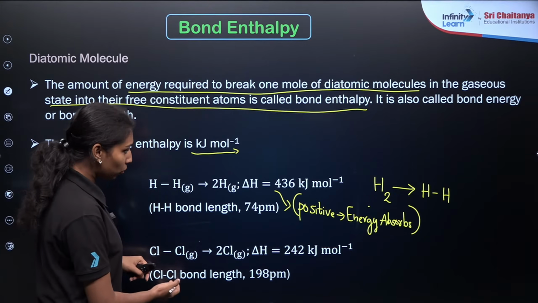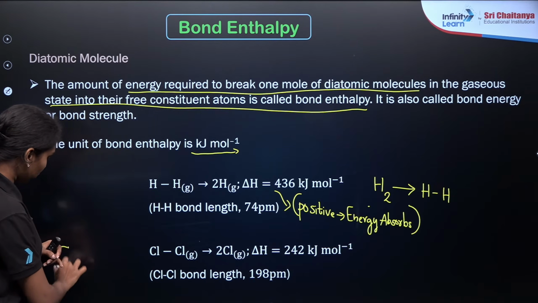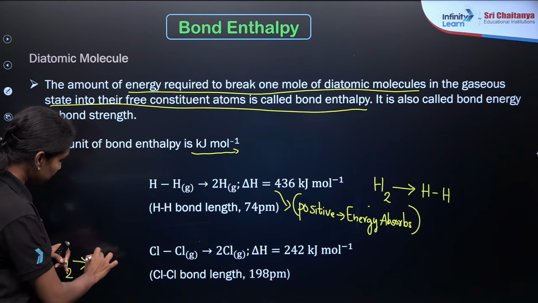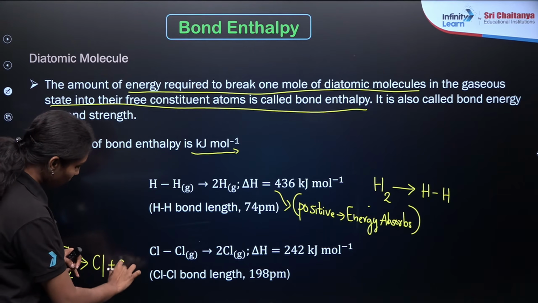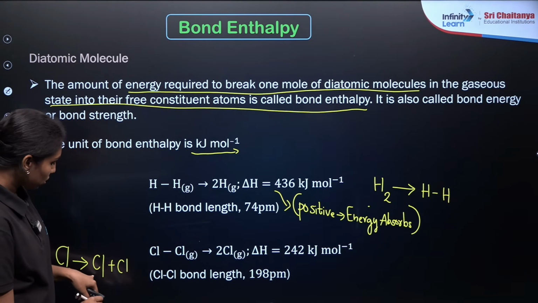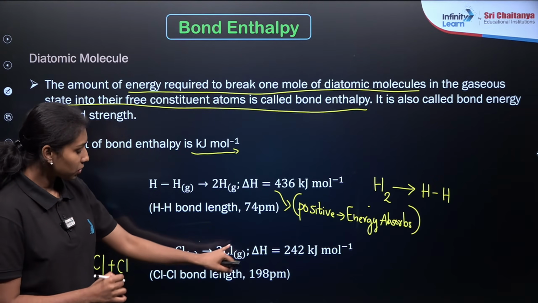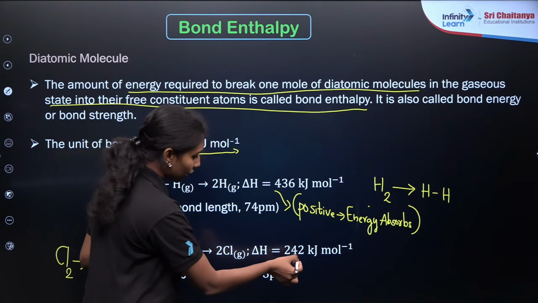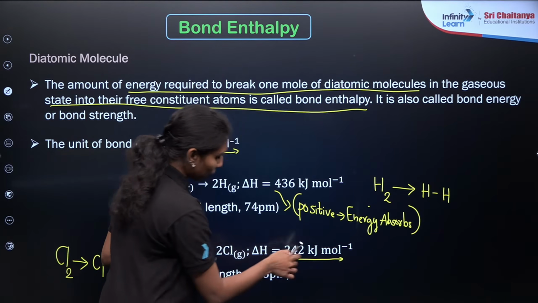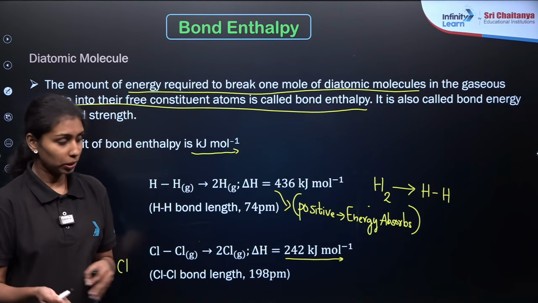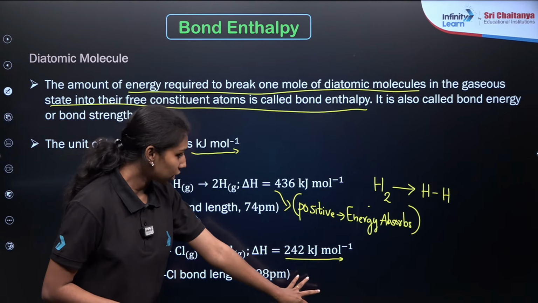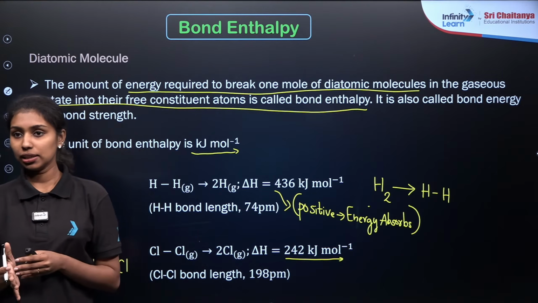Similarly, if you are taking the chlorine molecule, as we already know, Cl2 molecule, diatomic molecule, it is going to break into its constituent chlorine atoms. So it will be forming 2Cl atoms. They will be getting the bond enthalpy value as 242 kilojoule per mole, or again it is positive value, energy is absorbing. Clear?